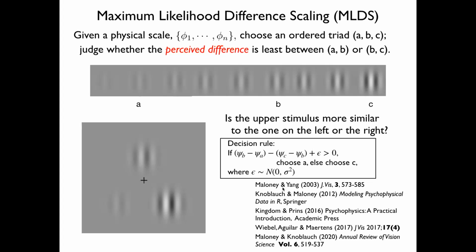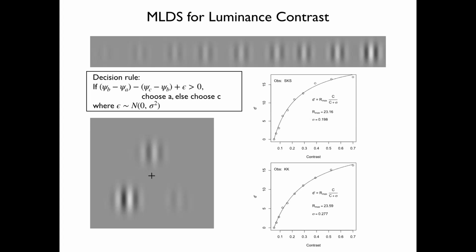Now, this task was introduced by Maloney and Yang in 2003, and there have been a number of descriptions of it. I just want to point to a review that came out this year, which summarizes the growing literature using this particular procedure. When we use this procedure for contrast, as you've seen here, here are two well-skilled psychophysical observers. During a session, we of course present all triples, and this is the type of data you can expect from a skilled psychophysical observer. You can see that it fits this Michaelis-Menten type psychometric function well. So that's why I showed you that earlier.